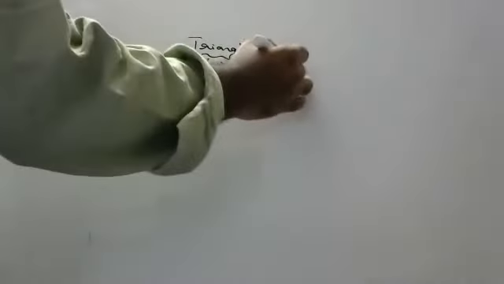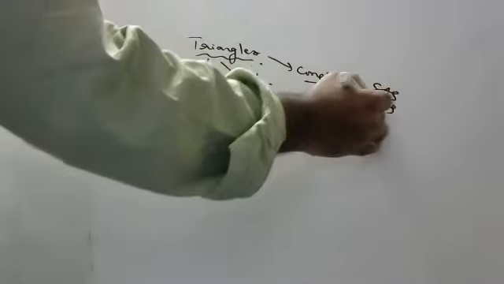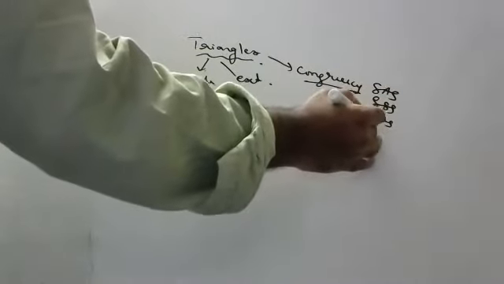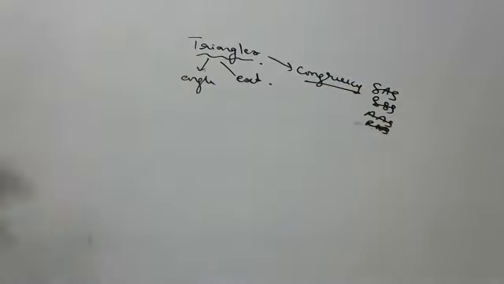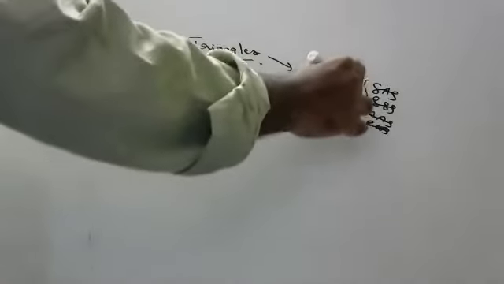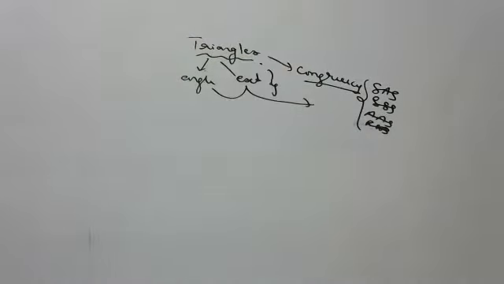In the future we are going to study congruency next week. Congruency means SAS congruency, SSS congruency, AAS congruency, RHS congruency, all those criteria will come. To study them, first you should be thorough with this. These are the basics which you studied in the lower classes: angle sum property and exterior angles.